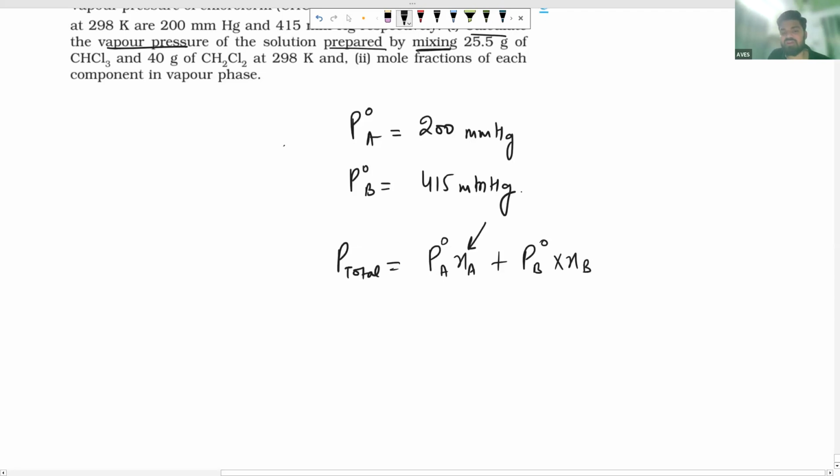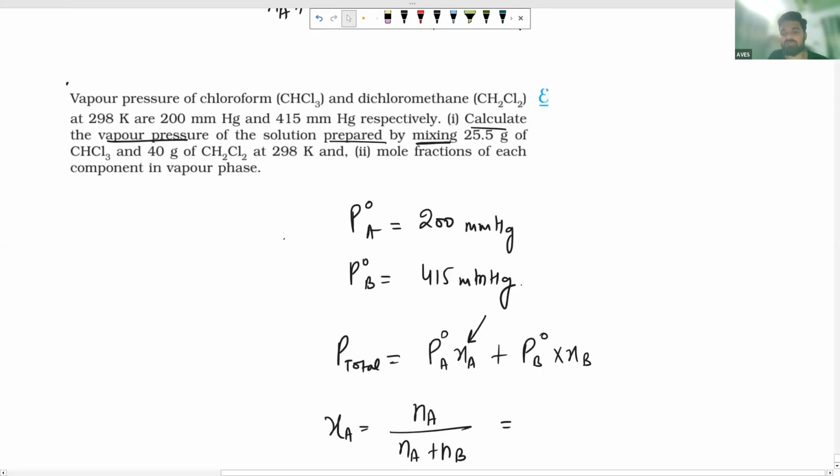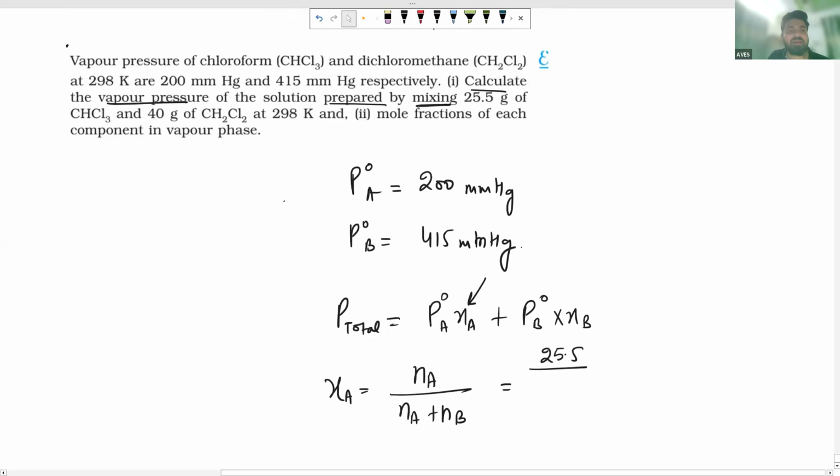How will you calculate the mole fraction of A? For the mole fraction of A, first you need to calculate the number of moles. So what is XA actually? XA equals the number of moles of A divided by the number of moles of A plus the number of moles of B. You understood? Yes, sir. That would be equal to the given mass of A, that is 25.5, divided by the molecular mass of A. When you calculate this mass, you will get 119.5, the molecular mass of CH3Cl.